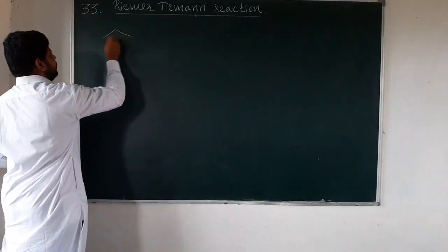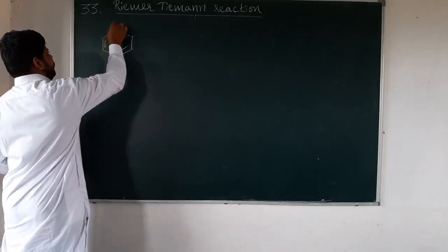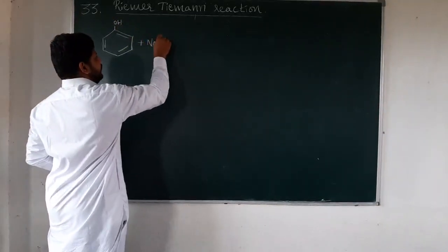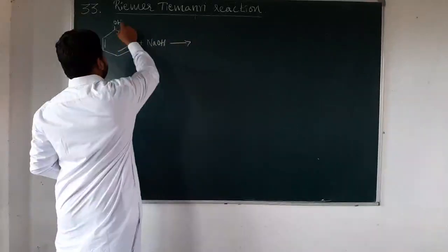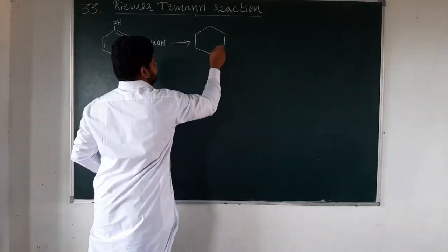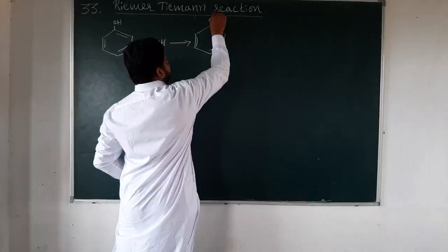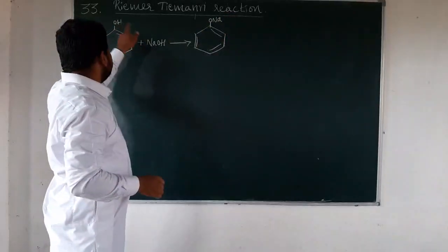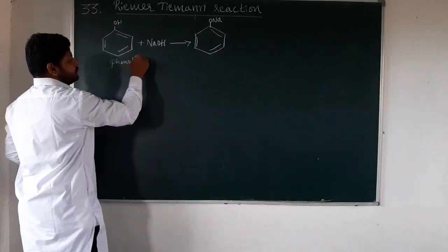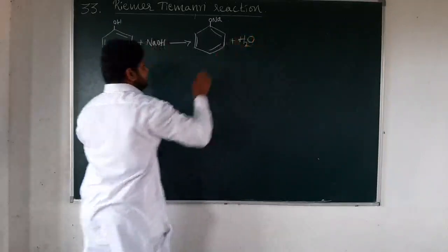In the first step, I will take phenol, benzene ring with OH. Phenol is first treated with NaOH. This H is replaced by Na. It will be ONa. H is replaced by ONa. It will be called sodium phenate. Phenol gives sodium phenate. Remaining H and OH will form H2O. It is a byproduct. This is the first step.